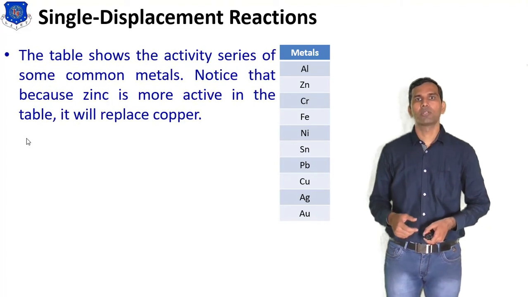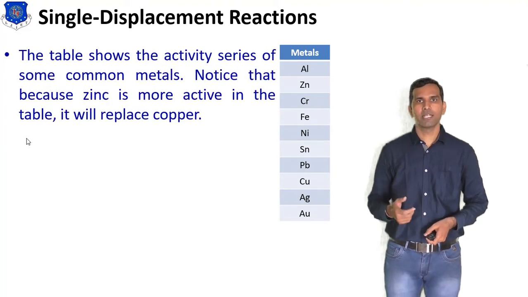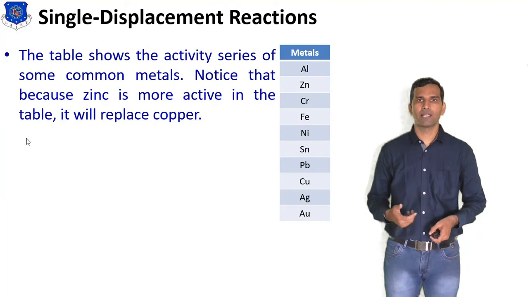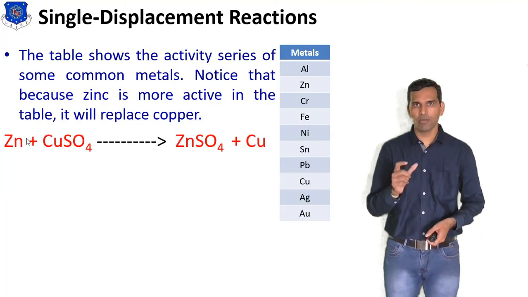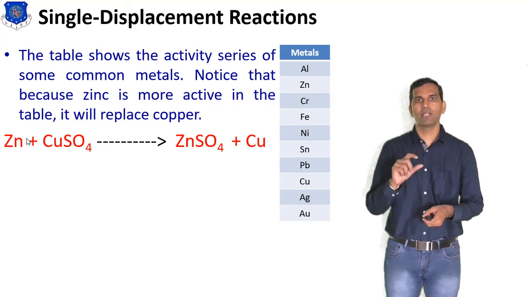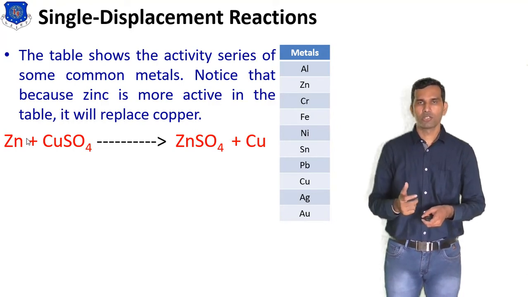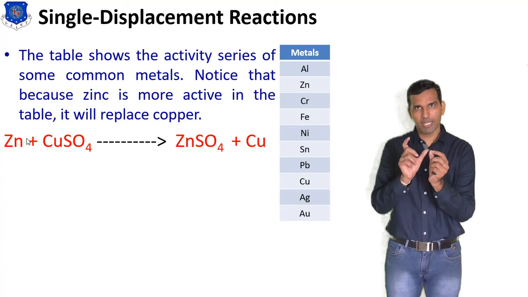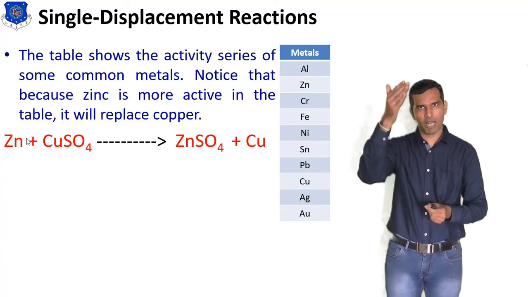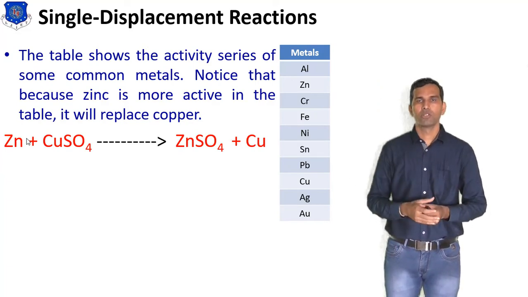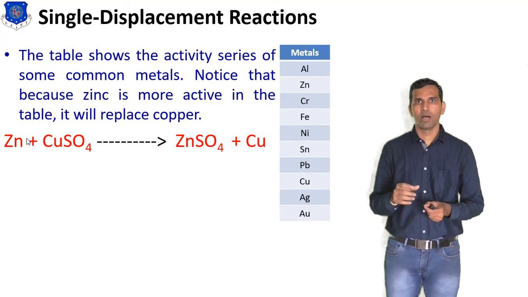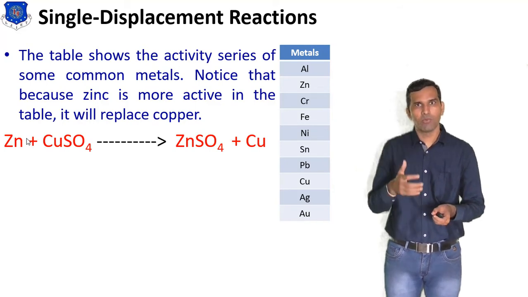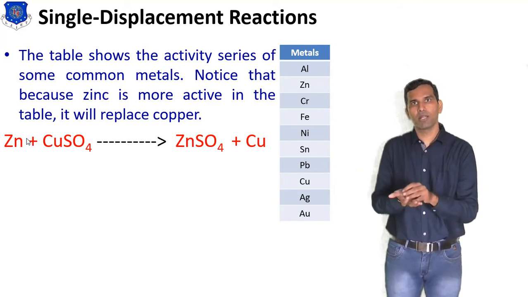The table shows the activity series of some common metals. Notice that because zinc is more active in the table, it will replace copper. So here, how the replacement is done, we can understand with the help of this table. One question comes to our mind: why did zinc replace the copper?